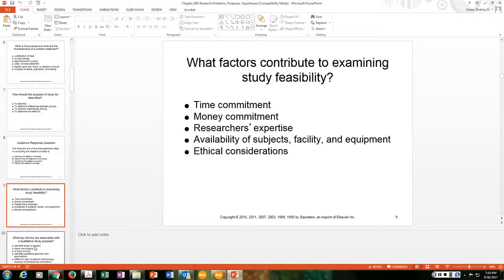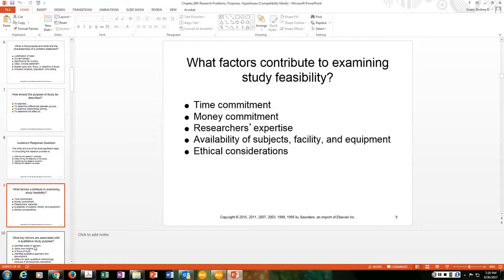Third, looking at feasibility, do they have subjects who are available? Do they have the facilities and the equipment to carry out the proposed study? Or did they have it in the study that they conducted? And ethical considerations. The purpose must be ethical.